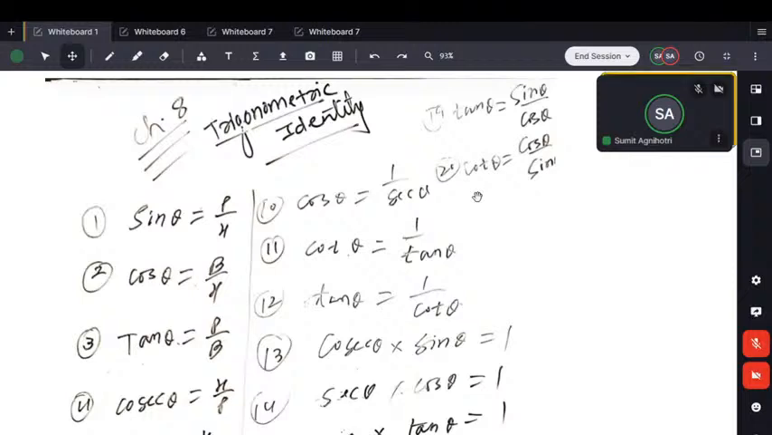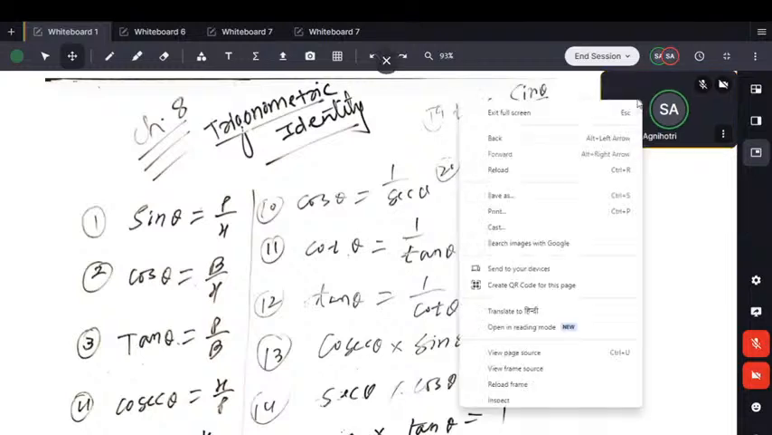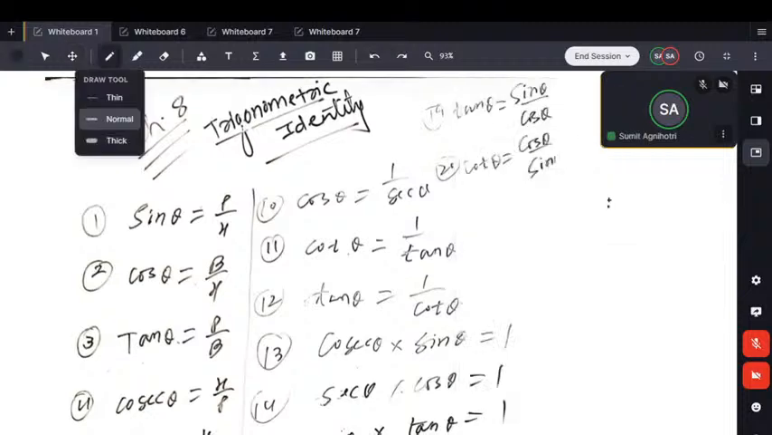Okay, it's all right. Let's consider these specific identities and some practice sessions based on these identities. These are some basic identities that I have here for you. Initially I'm taking sine theta is simply the ratio of p over h.